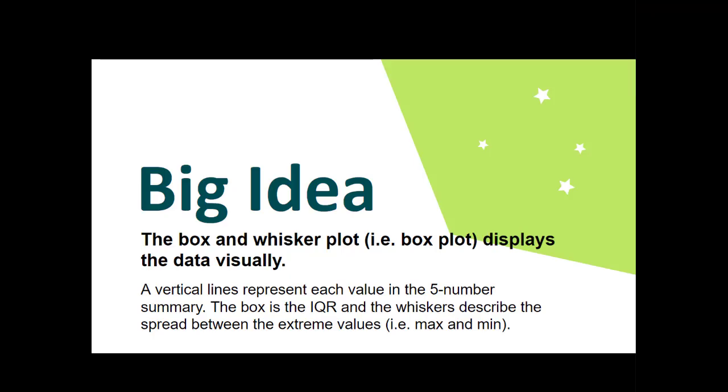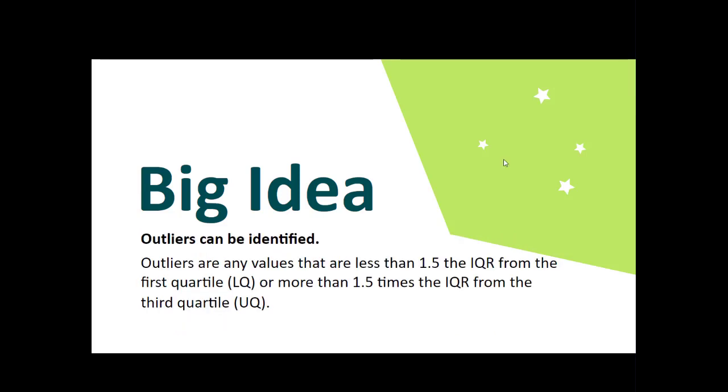So what's the big idea? The big idea is that the box and whisker plot, also called a box plot, displays data visually. And the box is the IQR. The whiskers describe the spread between the extreme values, the maximum and the minimum. It's important to identify outliers. Outliers are values that are very different than the majority of your data, the typical spread of your data. So a value can be considered an outlier if it is less than 1.5 times the IQR from the first quartile, also known as the lower quartile, or more than 1.5 times the IQR from the third quartile.